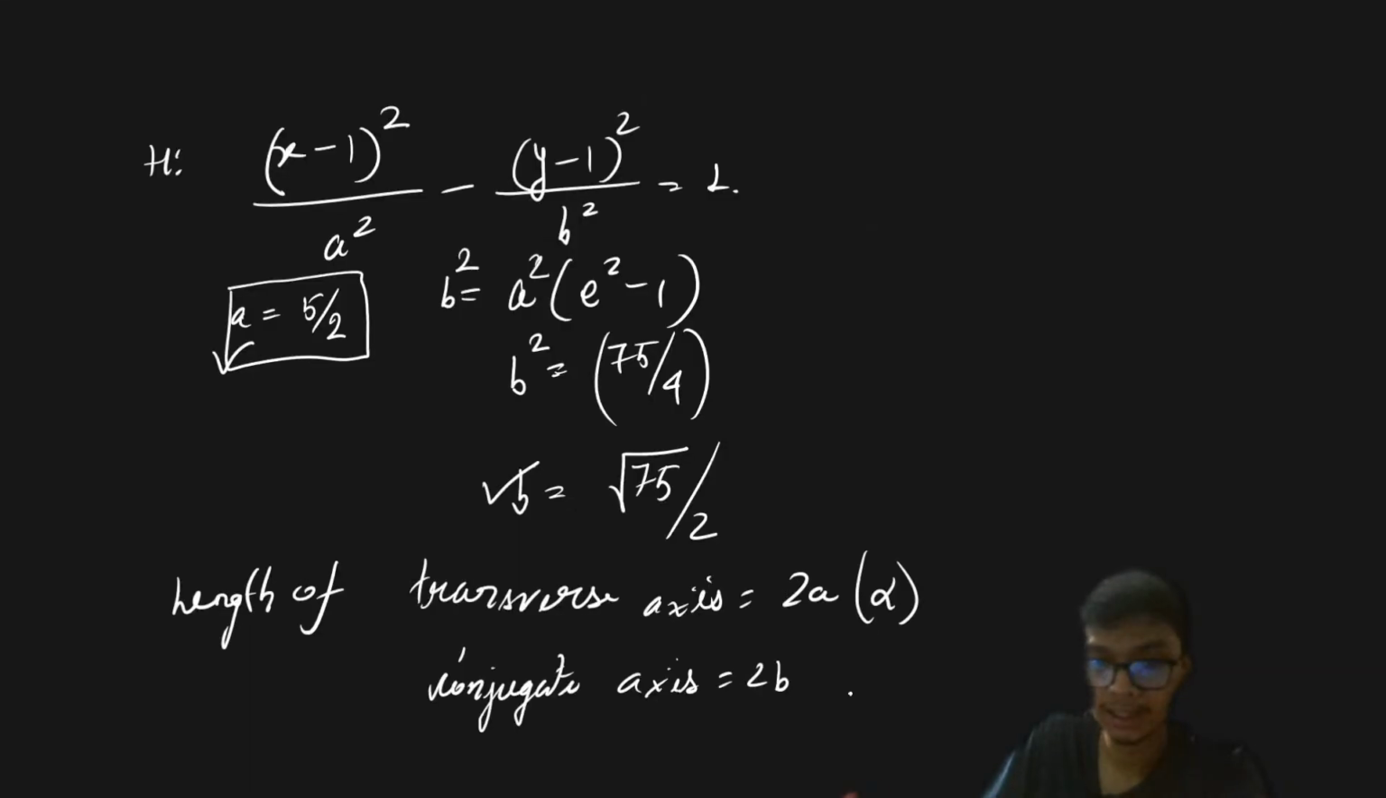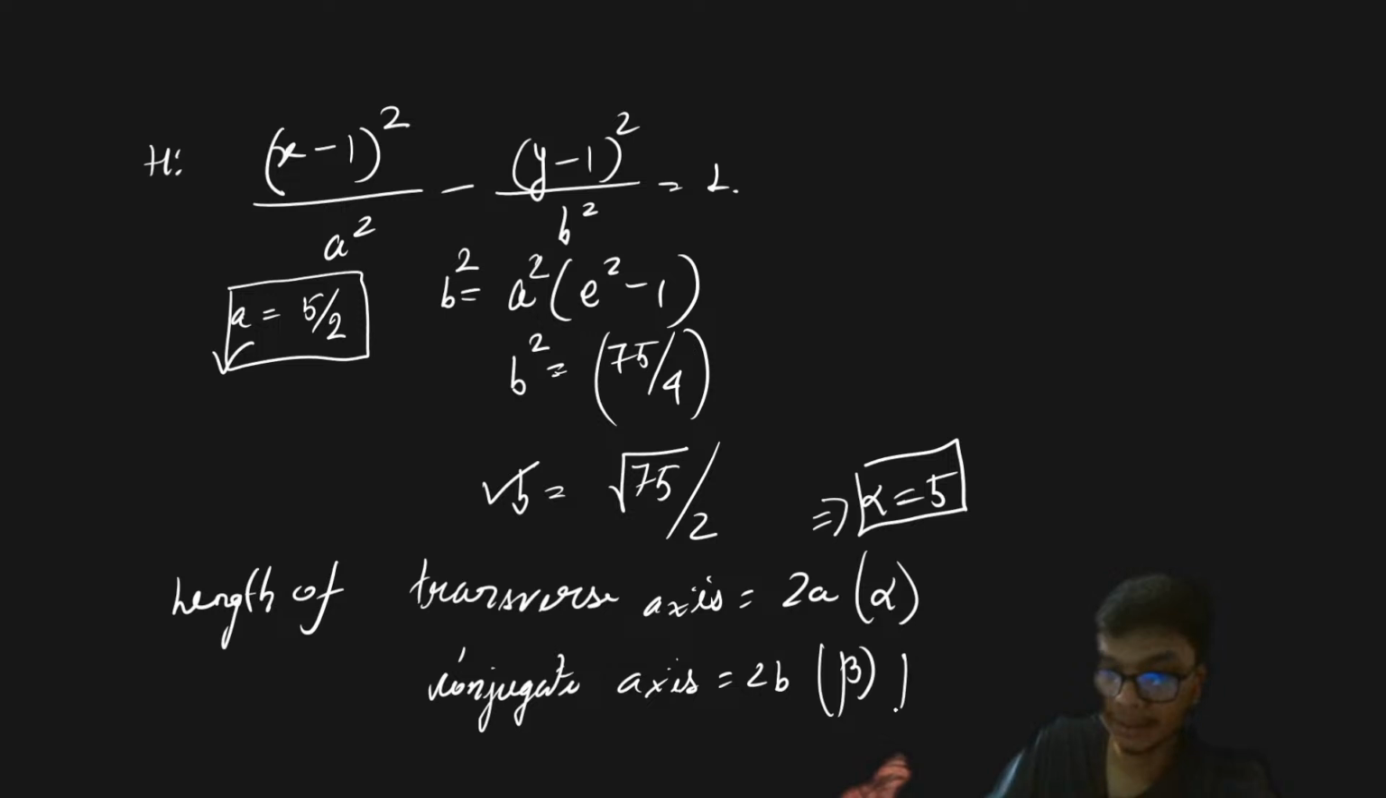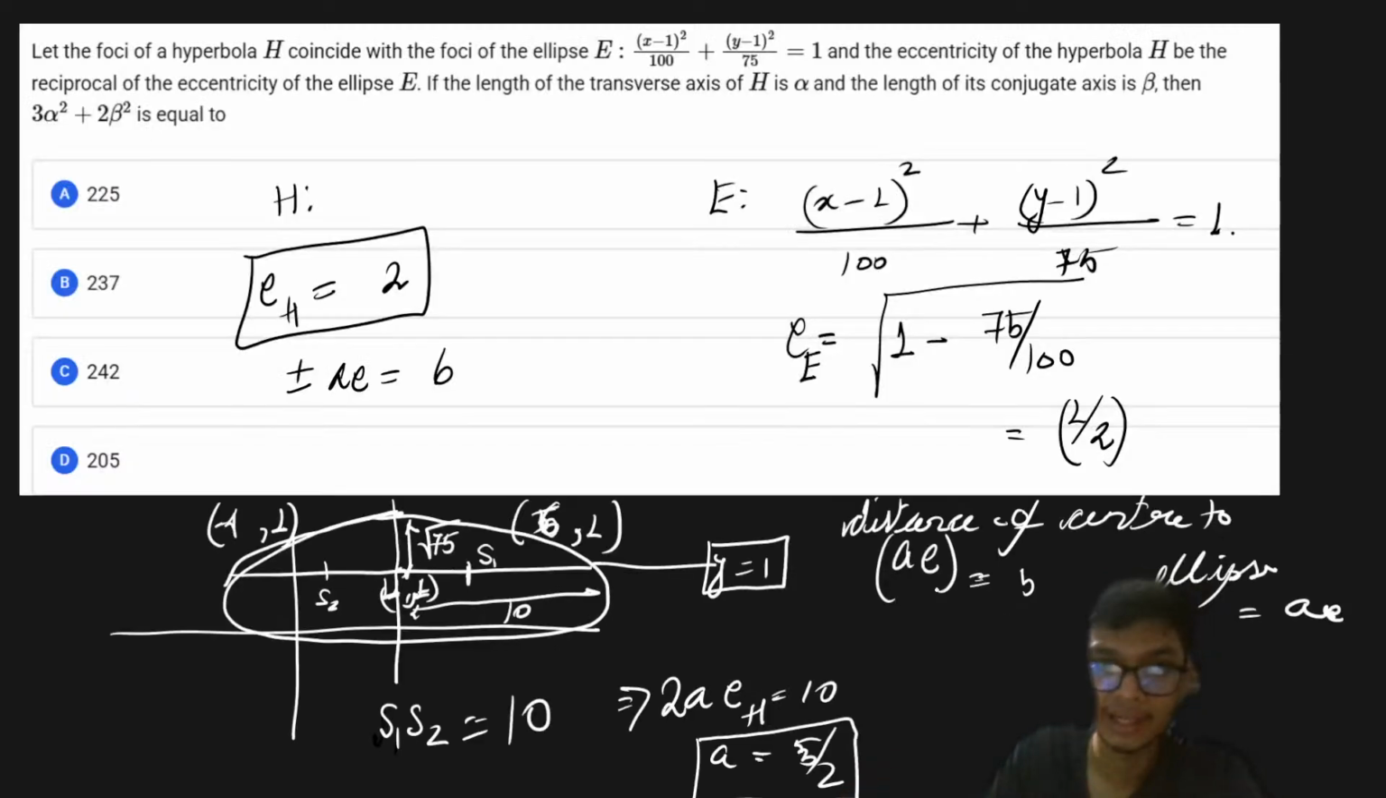and this is given in the problem as beta. So I am getting the value of alpha from this case as 5, and beta I'll get as the square root of 75, right? So I have the value of alpha, I have the value of beta.